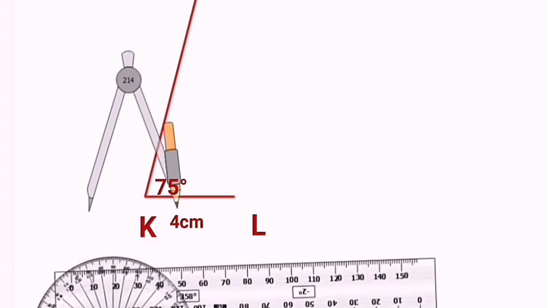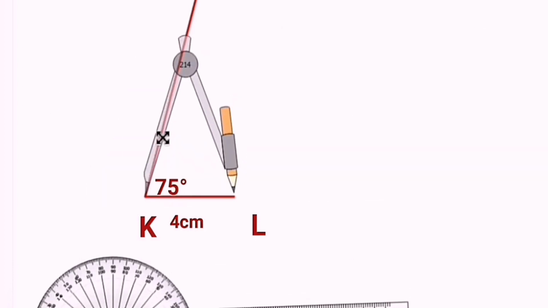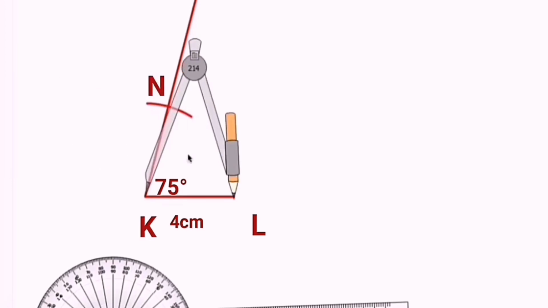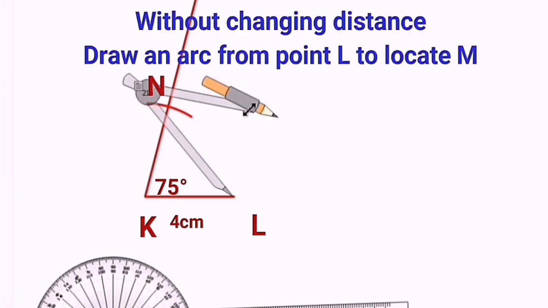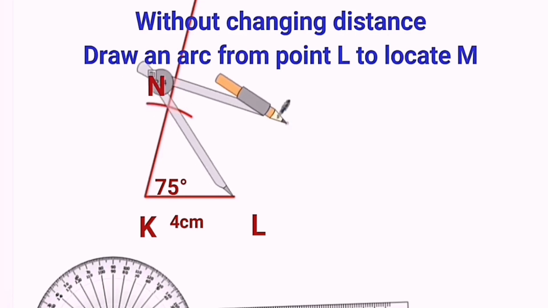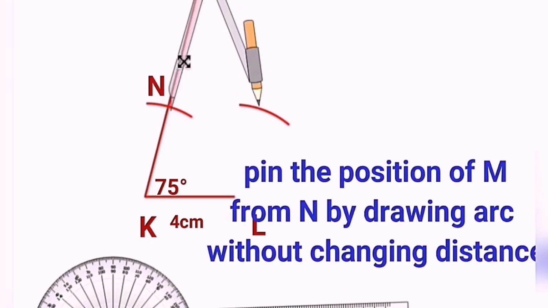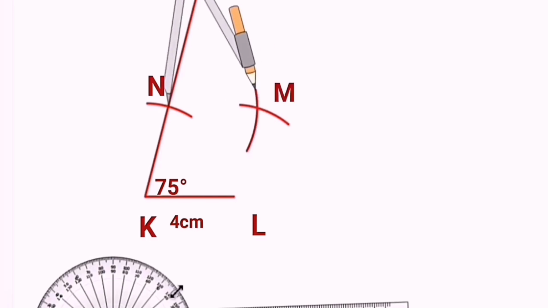Now we have to draw or locate point N. For that we'll take distance 4 centimeter in the compass, the way you saw, and now keep the metal tip on K because we need to find the distance KN. So keep it on K and mark the arc on the angle. Now in a rhombus every side is equal in length, so use that same distance, keep it on L and draw the arc. Now keep it on N and draw the arc. This will give you the point M, the way you saw in the diagram.